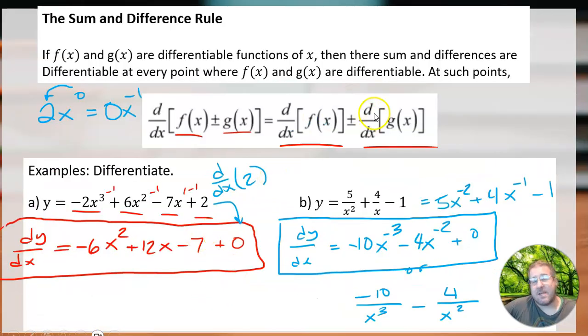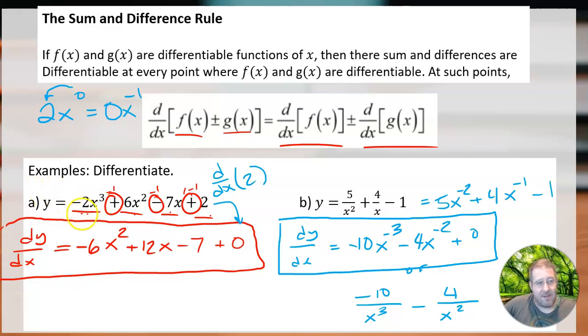All right, sum and difference rule. So another pretty basic rule, and you kind of already saw me apply this on that previous warm-up. Basically what it says is anytime you have a plus or a minus in between terms, so there's really 1, 2, 3, 4 different terms here, you just find the derivative of all of them separately.